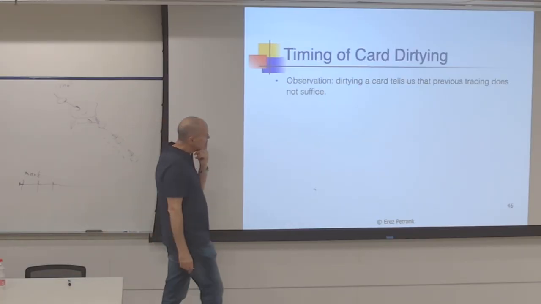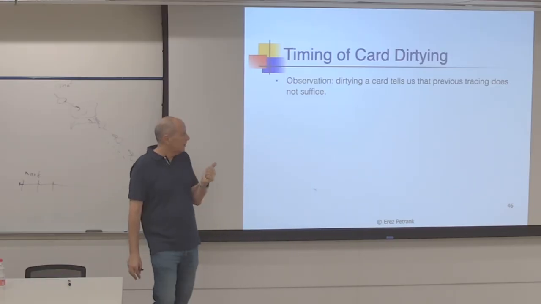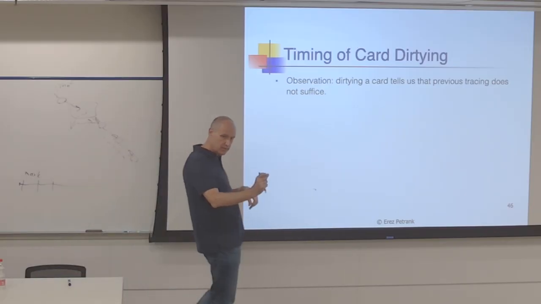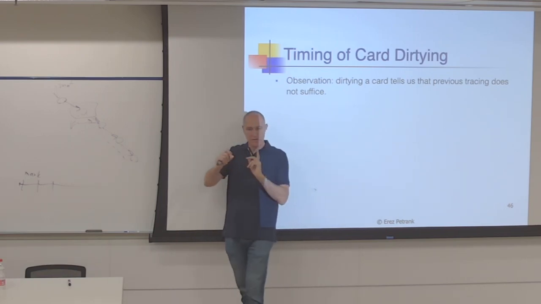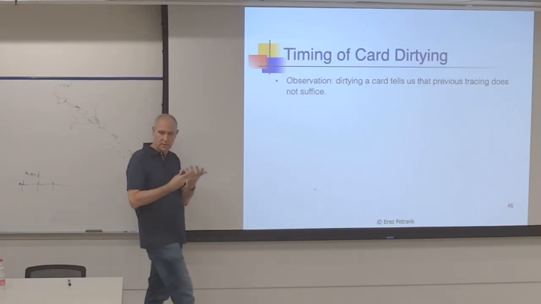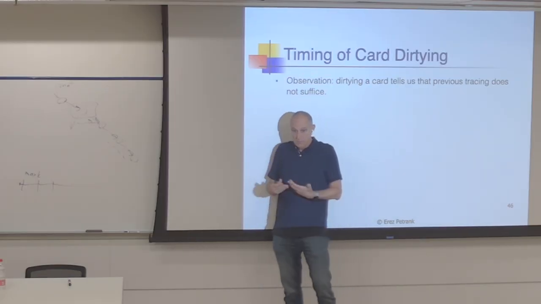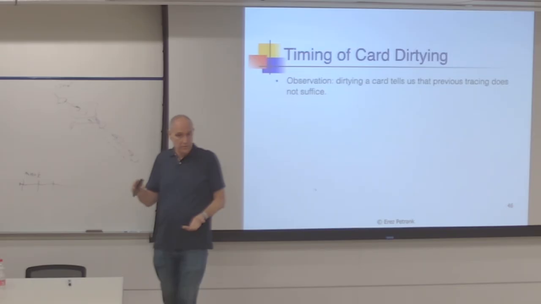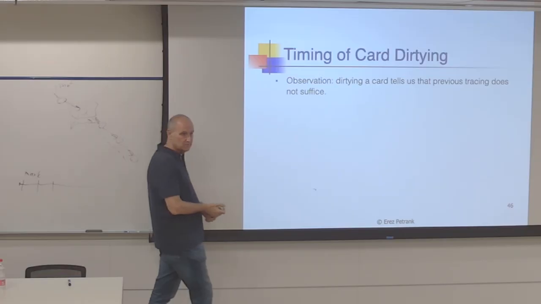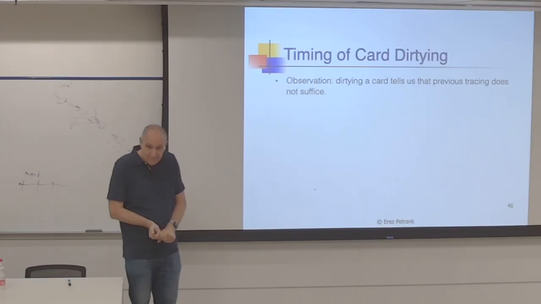So the observation here is that you need to dirty a card because you want to say, I've traced here and something has changed, so I have to trace it again. When do you not need to dirty a card? There is a case where you just don't need to. You come to a card, you change a pointer, but there's no need to dirty this card. When does that happen?